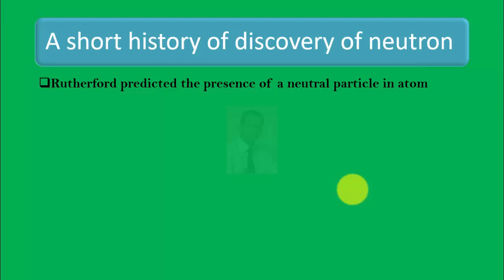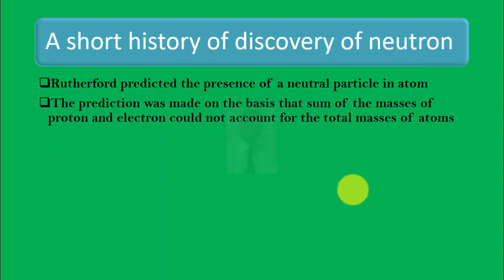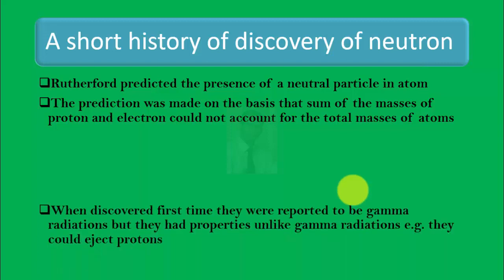First, I will discuss a short history of the discovery of the neutron. It was Rutherford who predicted the presence of a neutral particle in the atom. The prediction was made on the basis that the masses of the proton and electron could not account for the total mass of the atoms.